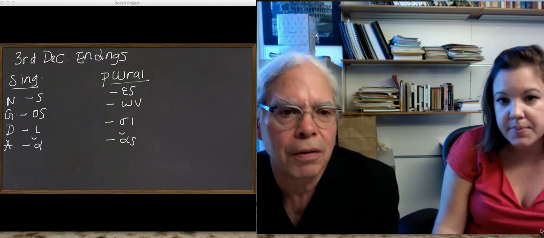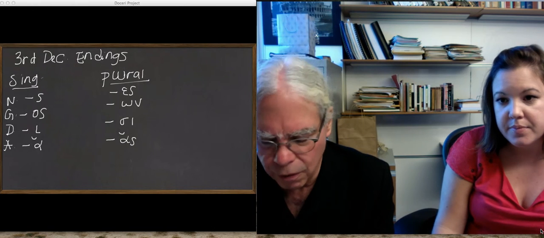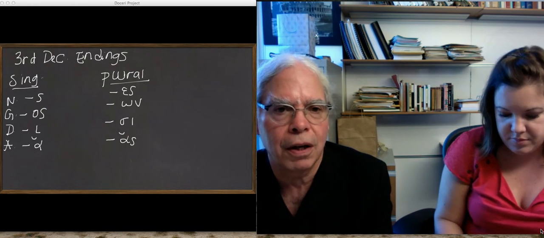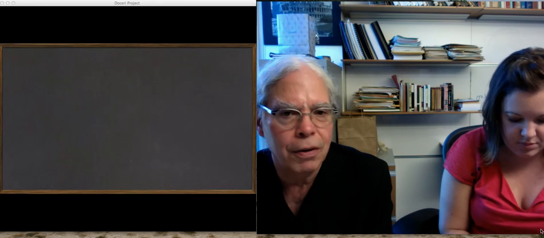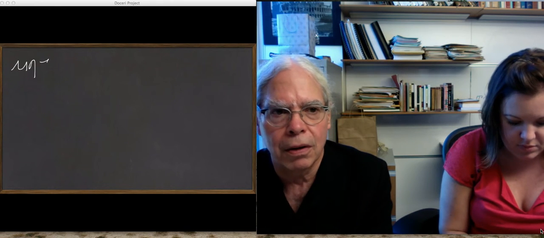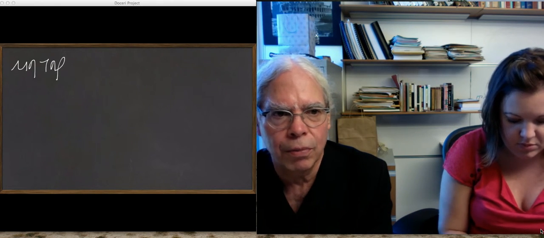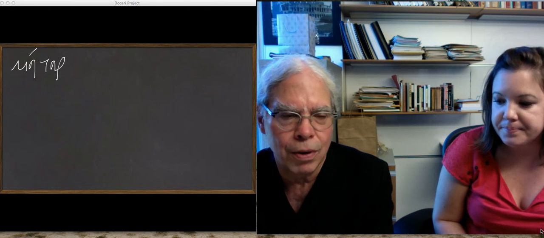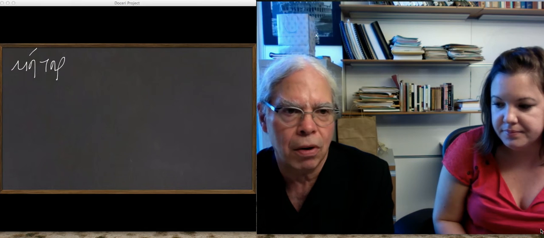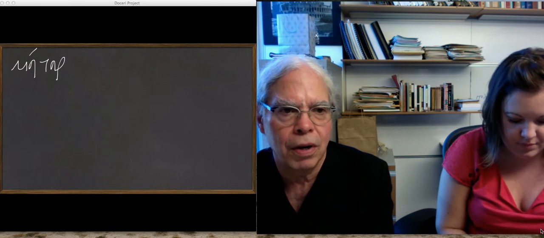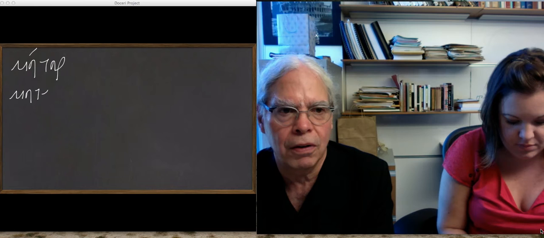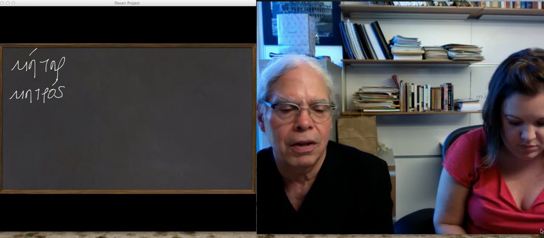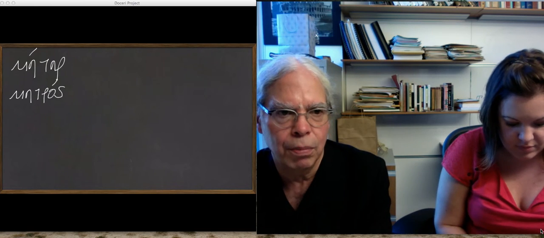So if we look at, for example, the word the book gives you for mother, mater, you can put it on the page here, mater. Just look at the forms. And here's one of the weirdnesses. In the genitive, it's metros, okay, with an acute accent on the genitive ending. That's an archaism, okay? And the same goes for metri.